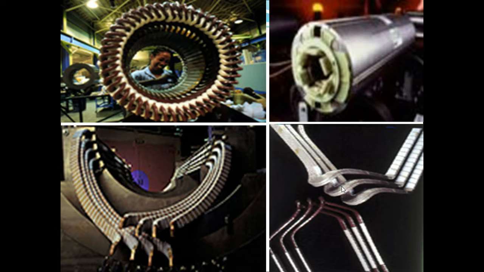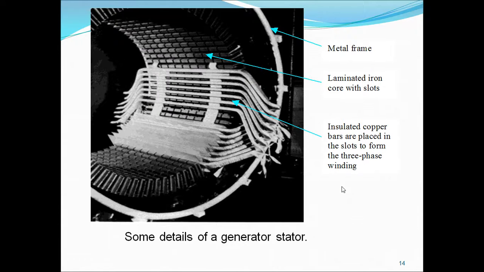These are the pictures of how the stator winding is kept. See here, this is the stator winding, laminated iron core, slots. This is the metal frame, and these are the slots, and this is the winding, and this part is already kept. This black one is showing the insulated copper bars placed in the slots to form a three-phase winding.